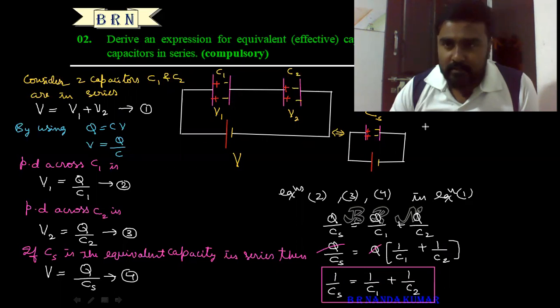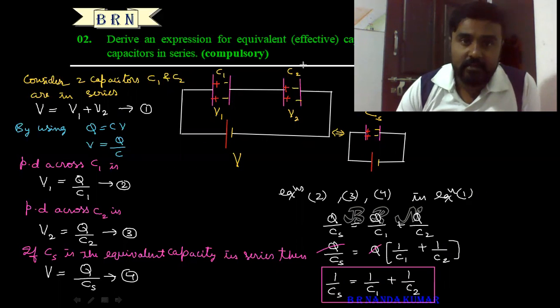I have explained it in a simple way. What is the meaning of effective capacity? A single capacitor which produces the same effect as the combination.